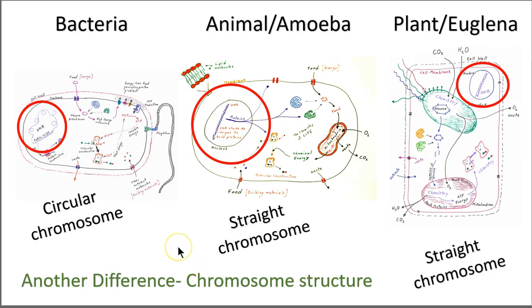Another difference is chromosome structure. In the bacterium, the DNA exists as a circular molecule of DNA. In complex cells, the DNA exists as straight chromosomes. And these large complex cells may have many chromosomes within the nucleus of the cell. So for all complex cells, the DNA exists as straight chromosomes, whereas for bacteria, it's a circular chromosome.